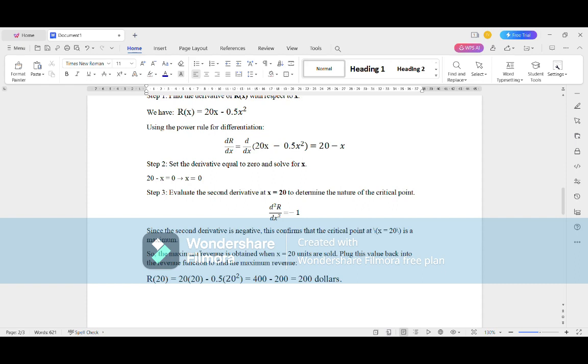Plug this value back into the revenue function to find the maximum revenue. So we have R(20) equal to 20 times 20 minus 0.5 times 20^2. That will be equal to $200.